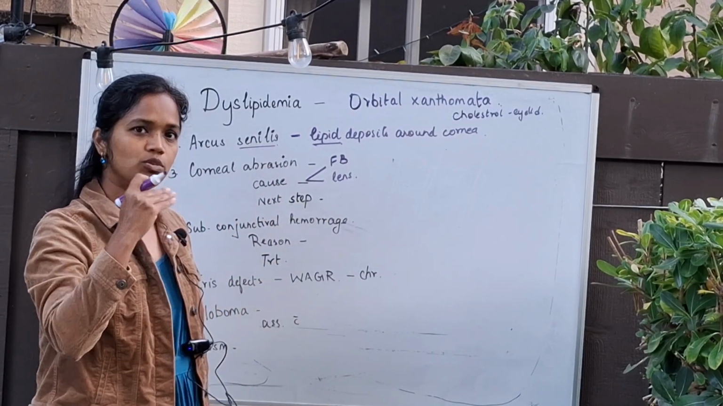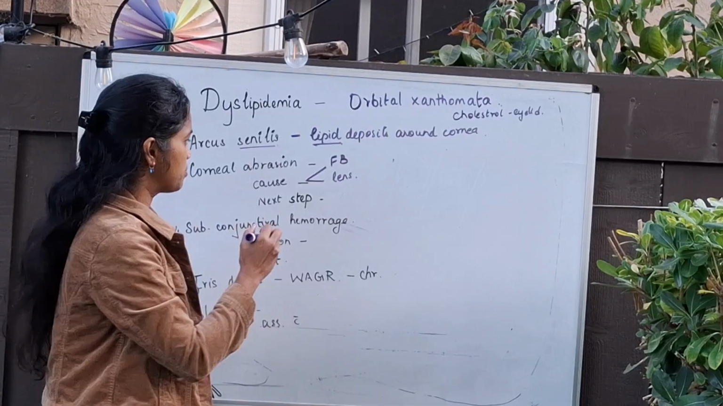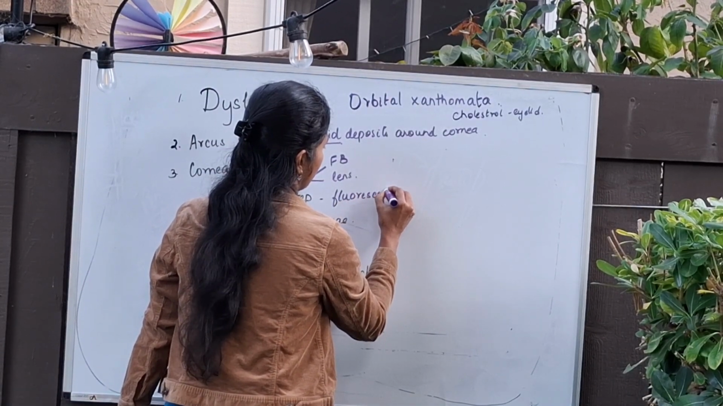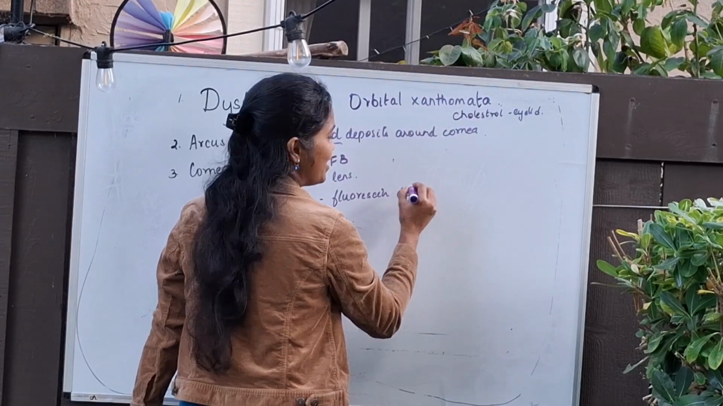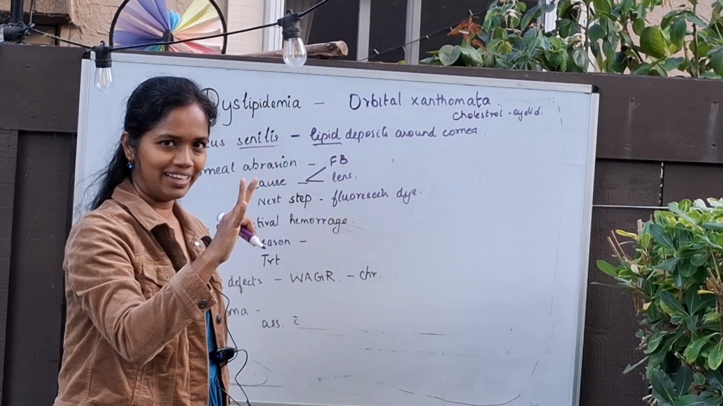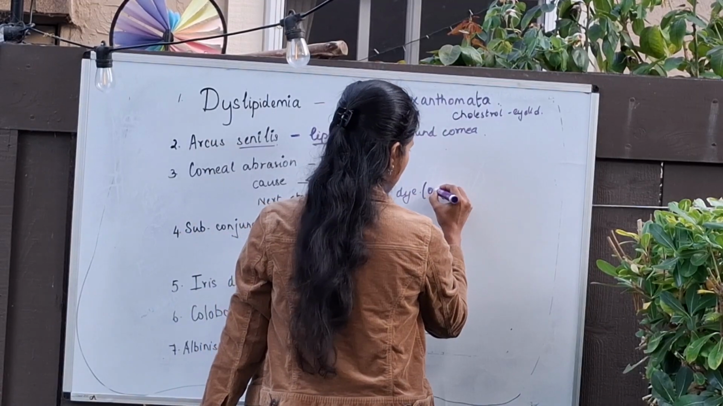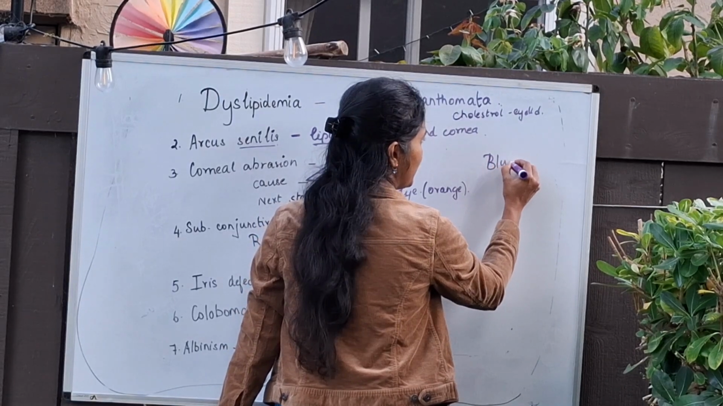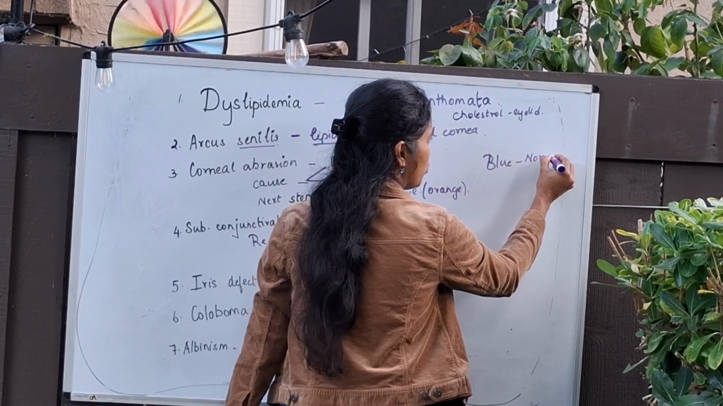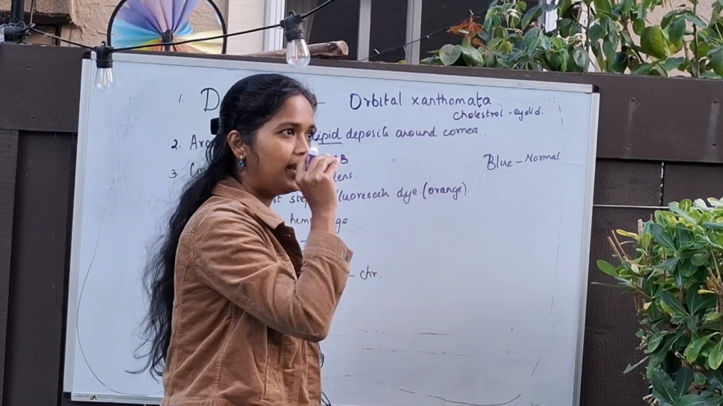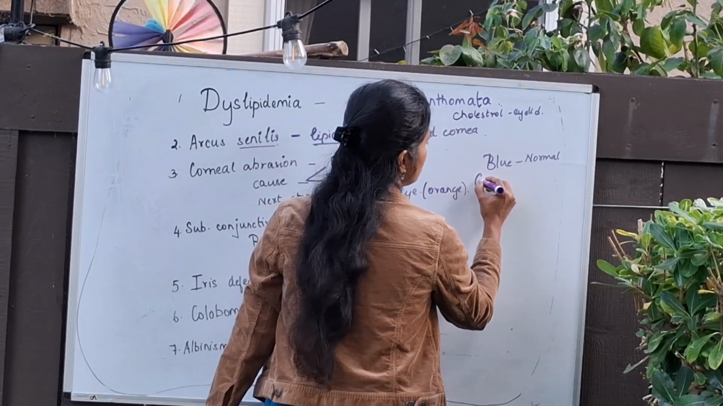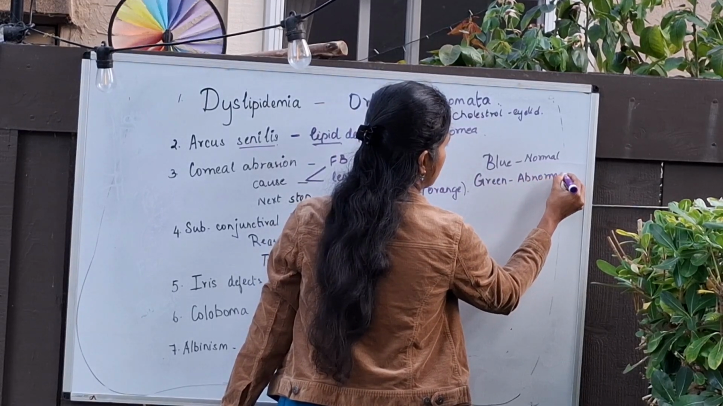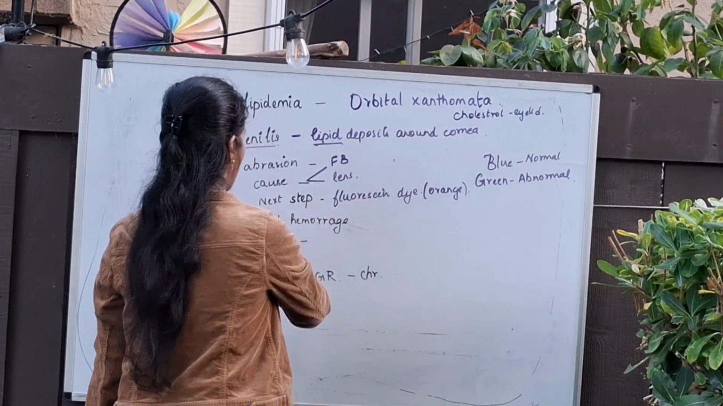Now in that case, when you suspect corneal abrasion, what is the next step? The next step is the fluorescein dye. What is a fluorescein dye? With regard to the fluorescein dye, you need to remember three colors. The fluorescein dye per se is orange in color. When you apply it on the eye, all the normal areas appear blue. But any corneal abrasion, that abraded area, will appear green. So any area which appears green is abnormal, or is the one which is damaged. So this is what you should know about corneal abrasion.